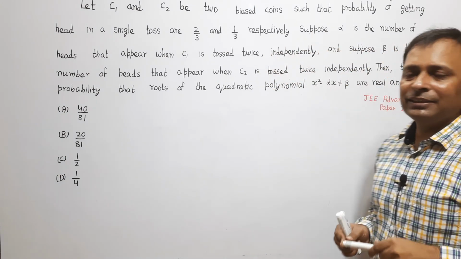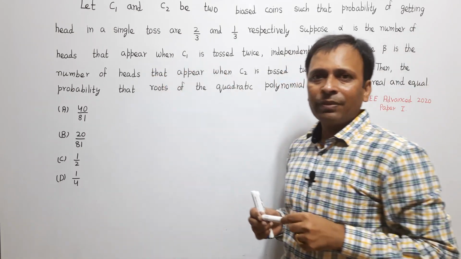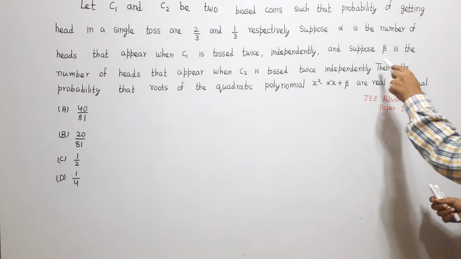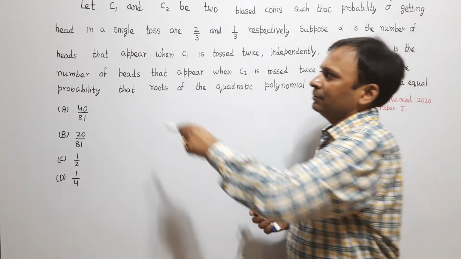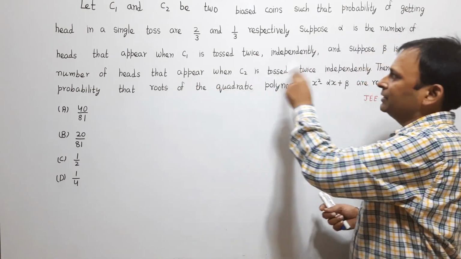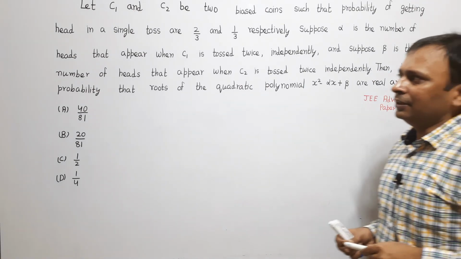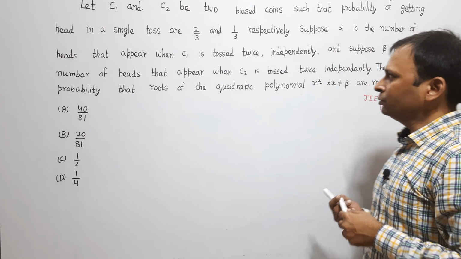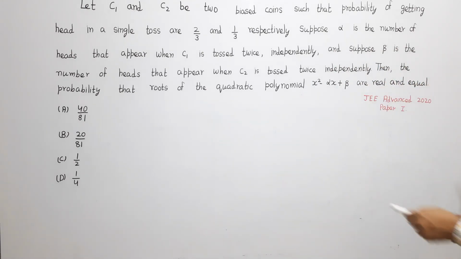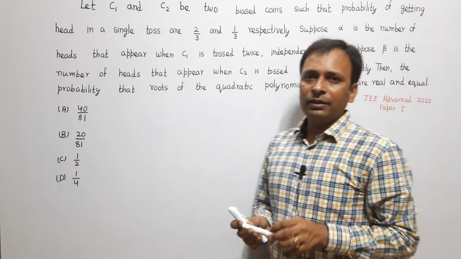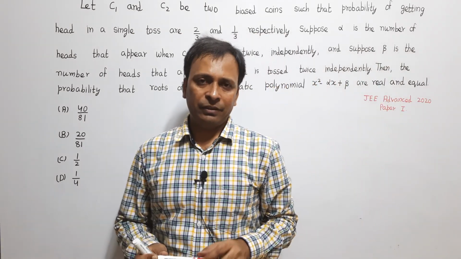Suppose alpha is the number of heads that appear when C1 is tossed twice independently, and suppose beta is the number of heads that appear when C2 is tossed twice independently, then the probability that the roots of the quadratic polynomial x square minus alpha x plus beta are real and equal.